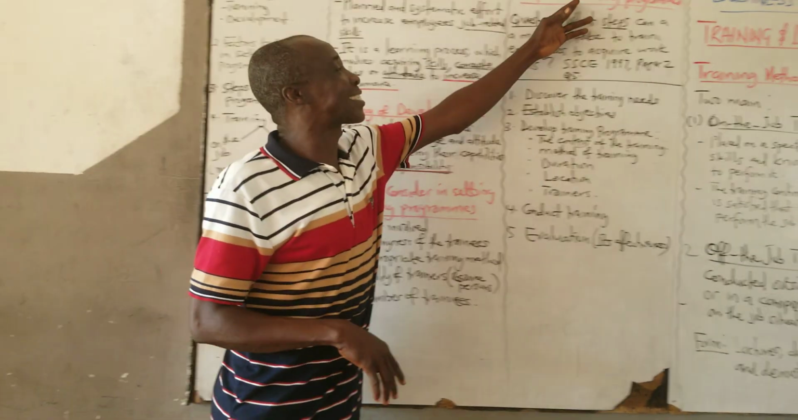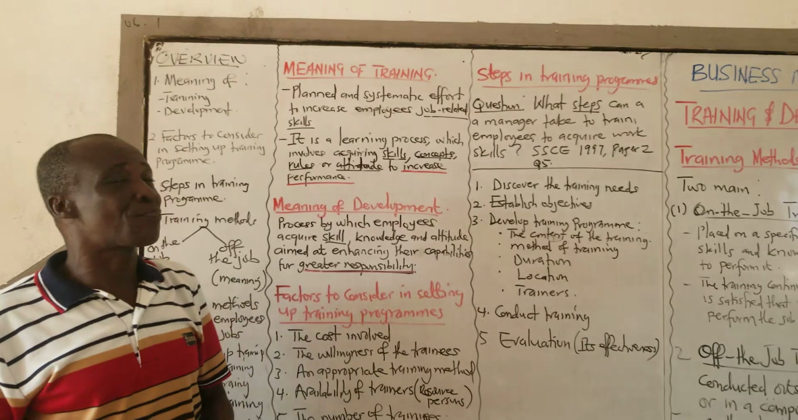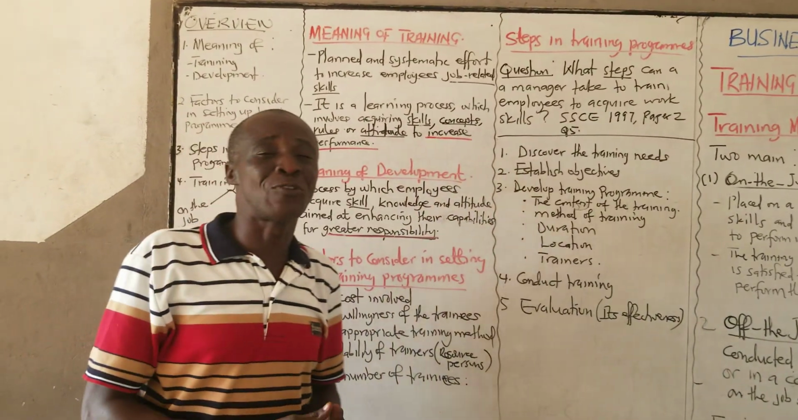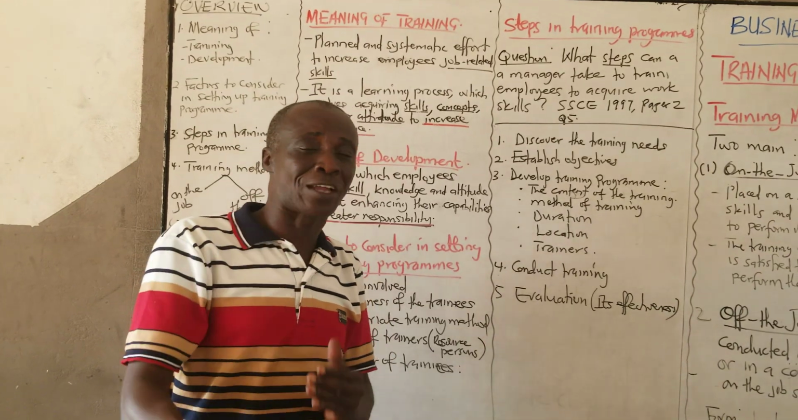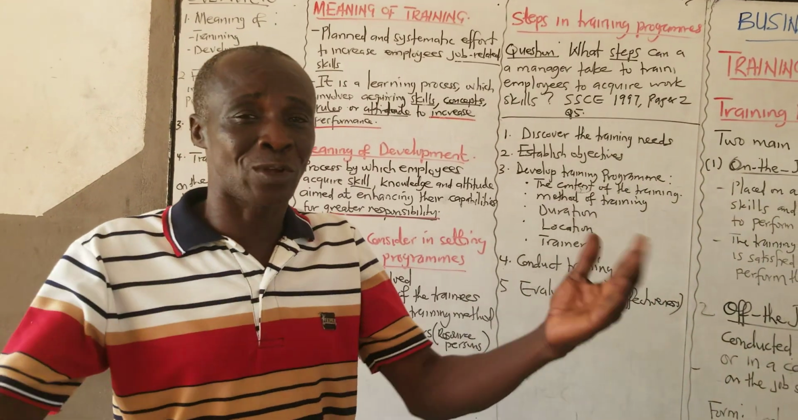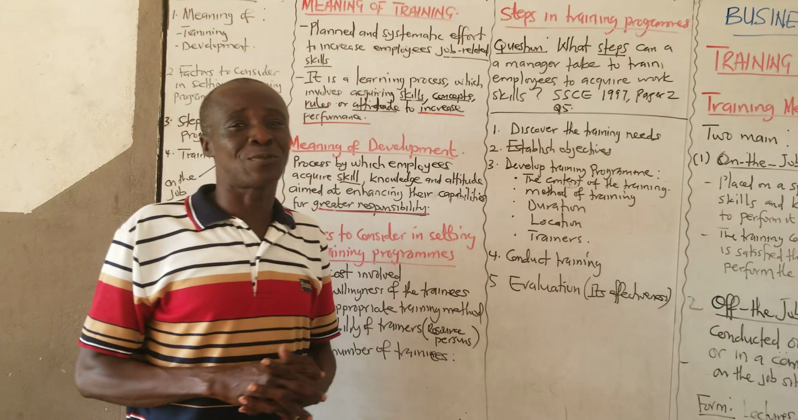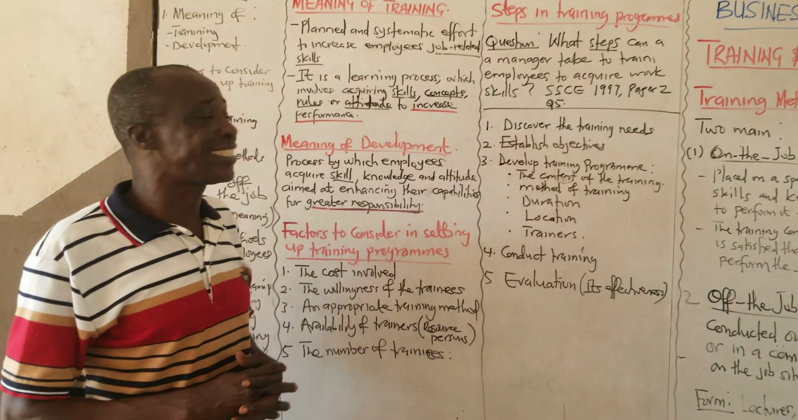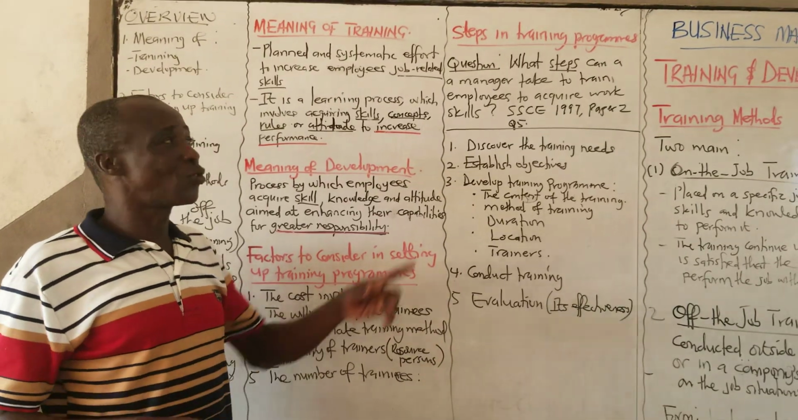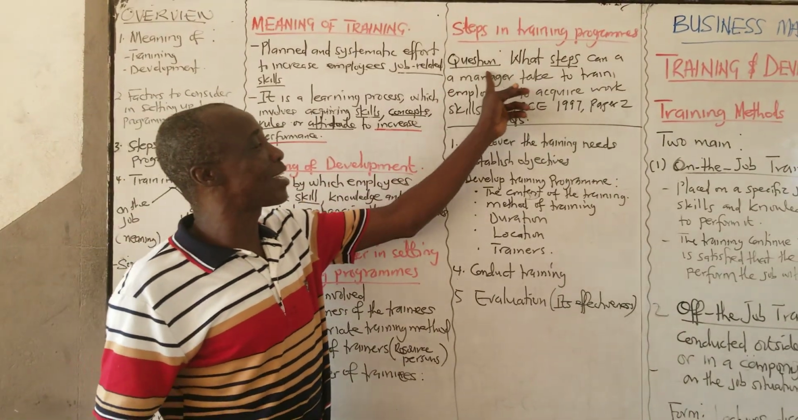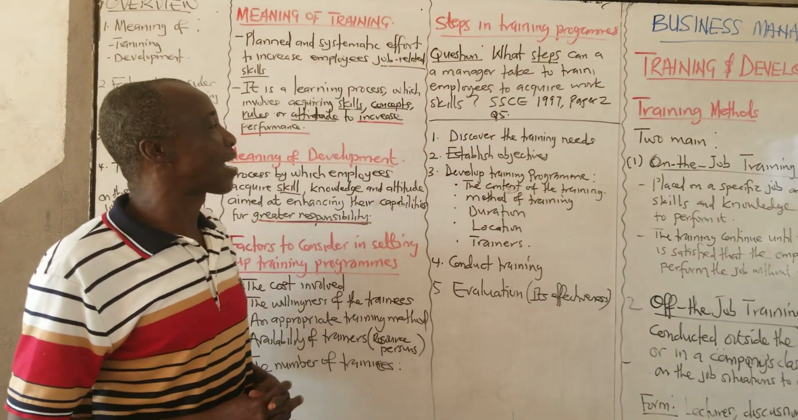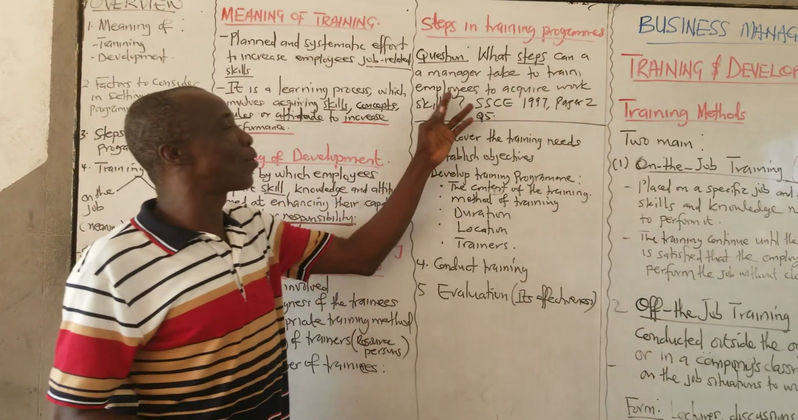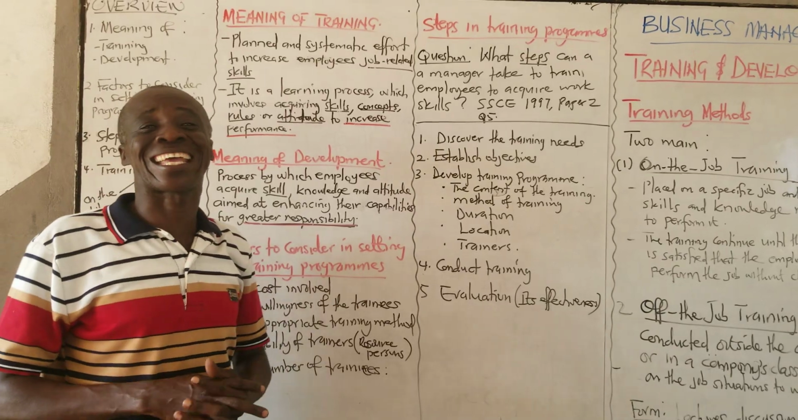Now let's look at the steps in a training program. The steps. What are the steps? So when you say steps, we move from step 1, 2, 3, 4, 5, and what have you. So what are the steps involved? Let's look at a question that appeared in 1997. So this is the question. It said, what steps can a manager take to train employees to acquire work skills?